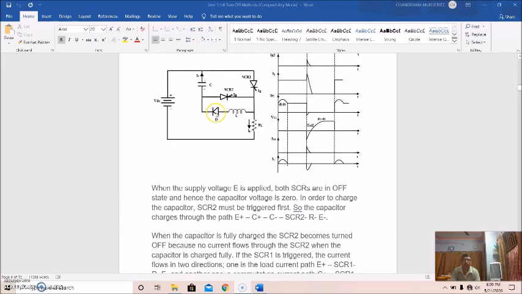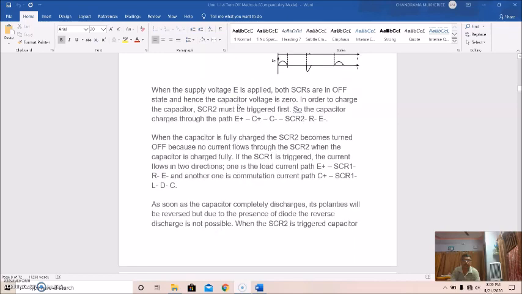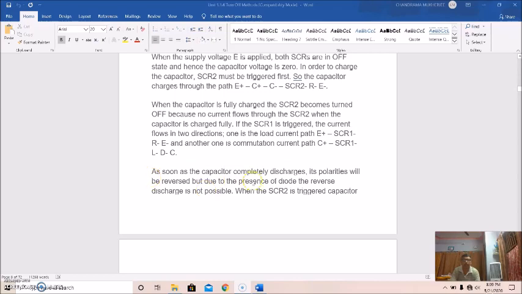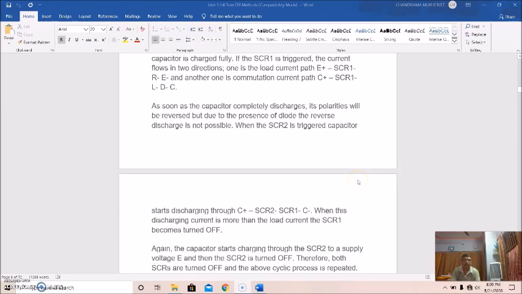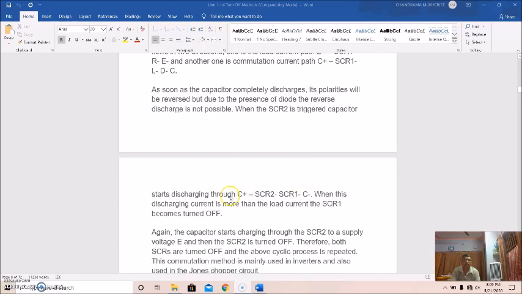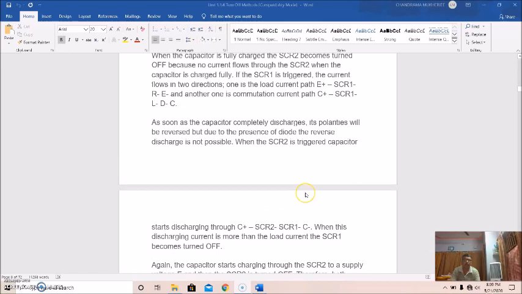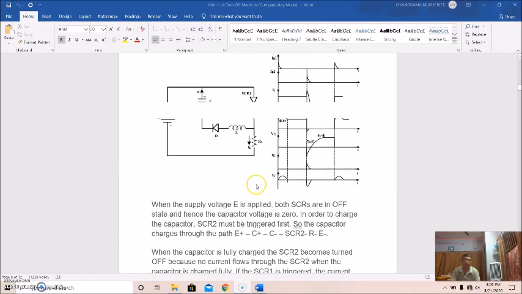When SCR2, that is this auxiliary SCR, is again triggered, the capacitor starts to discharge through this path. This is actually C positive in that case, in this way. This part is fully turned off because no current flows. When the capacitor is full, if SCR1 is triggered, the current flows as I told you. This discharge current will go from C positive, through the auxiliary thyristor, then SCR1, and then C minus.